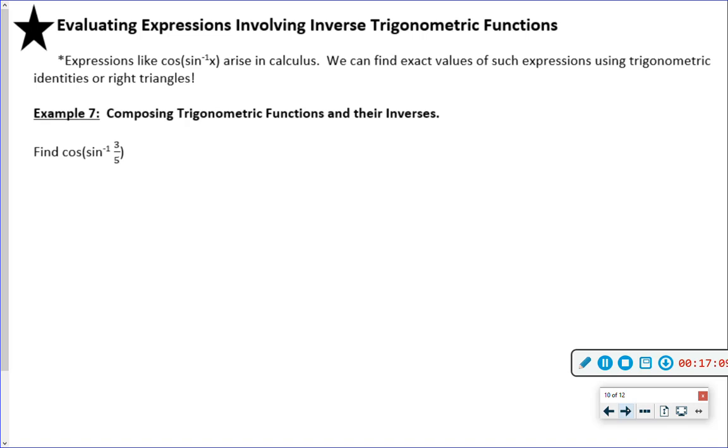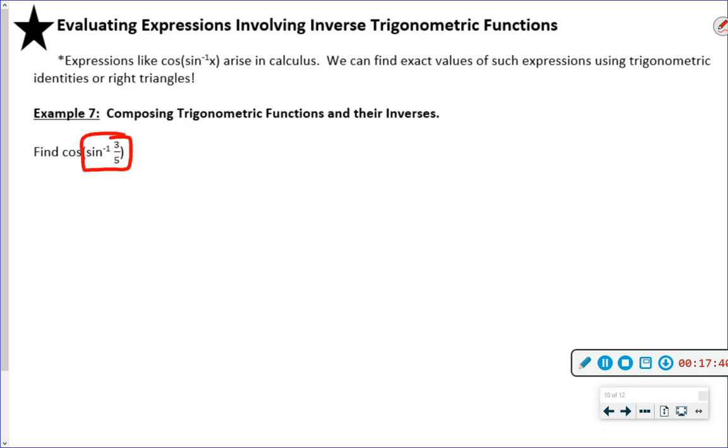Now, these look a little crazy, the wording, but I promise you they're easy. You just got to figure out what they're asking you. Expressions like cosine inverse arise in calculus. We can find exact values, no rounded off decimals, of these expressions using identities, right triangles, all that sort of stuff. So first thing, I'm looking at this and I'm like, this looks like a foreign language up here. So I'm thinking, where am I going to start? Order of operations, parentheses first. So I'm zeroed in on that right now.